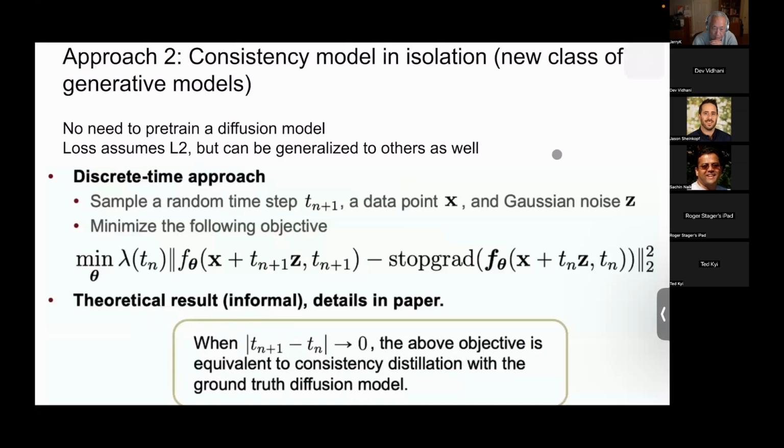Okay. So that was the distillation-based consistency model. There's this other approach also, which they talked about, which in principle is basically a new class of generative models, because here you're not starting with any pre-trained diffusion model, but defining the consistency model all in isolation. And what this does is essentially that you don't need, of course, any pre-trained model, as it says here.